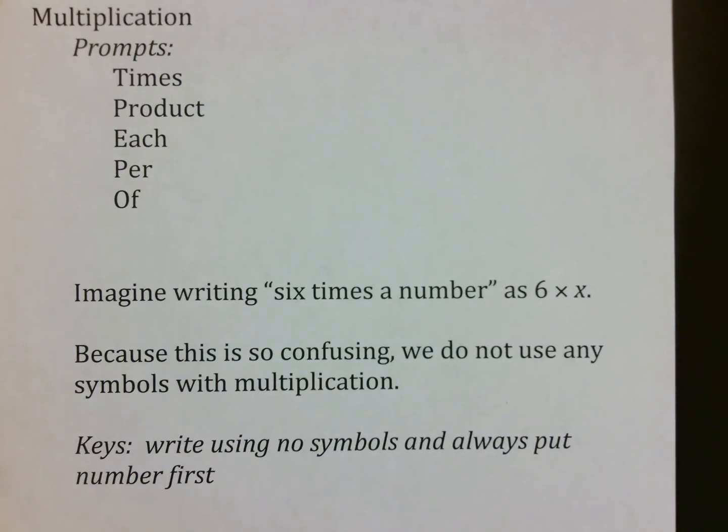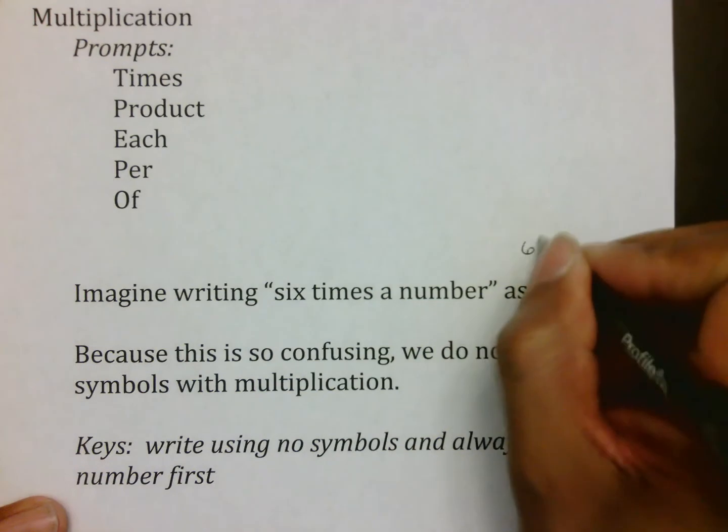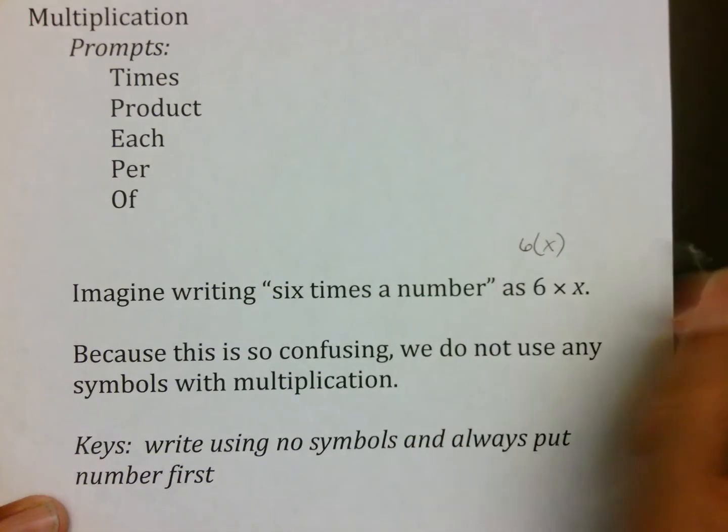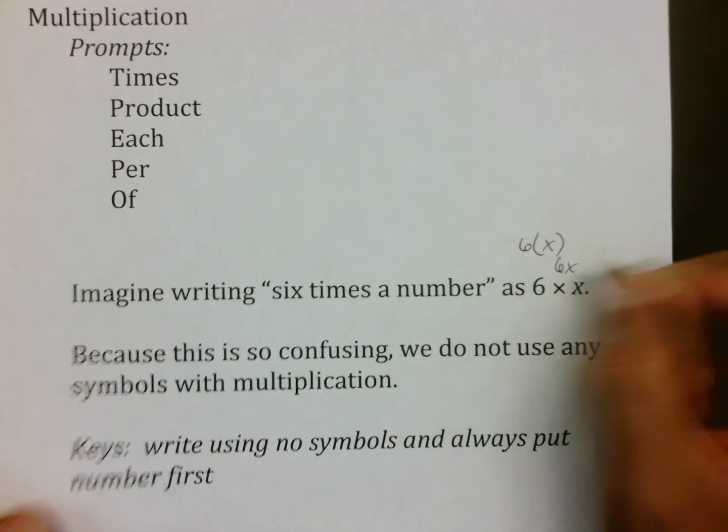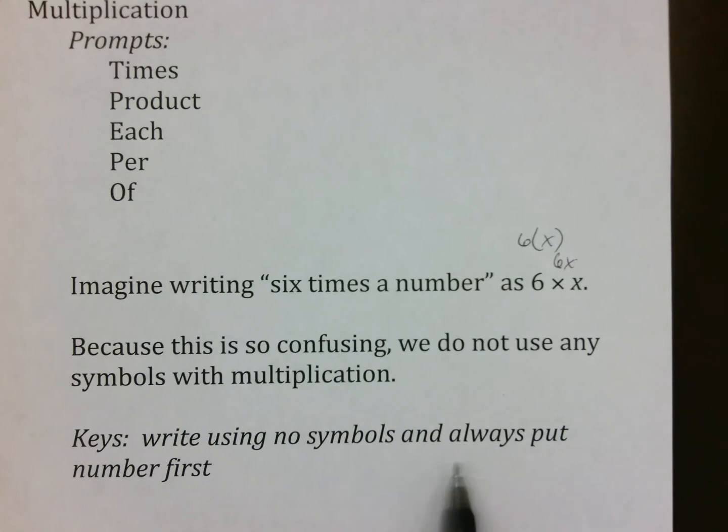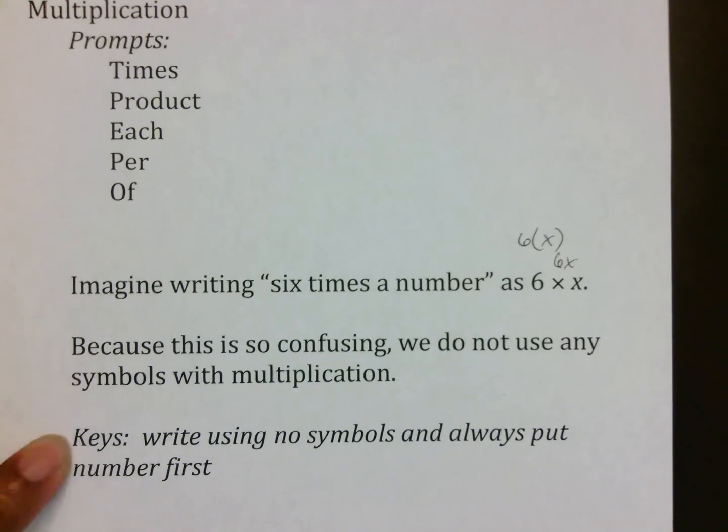If you think about it, we did it already with parentheses, where we would have put 6 parentheses x, but we don't even need the parentheses. We would just do 6x. So again, you do not do any symbols. You just put the number first, variable second, no symbol. That is also italicized, so make sure you write it.